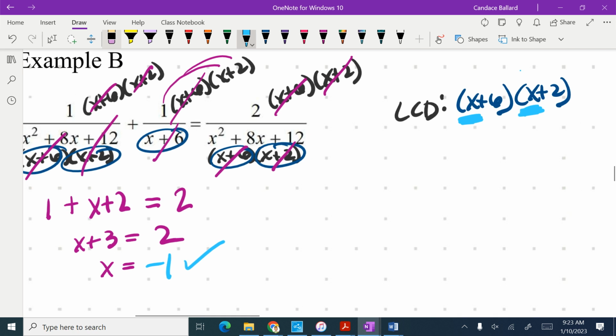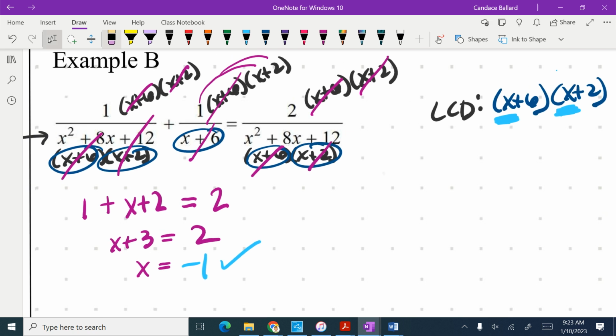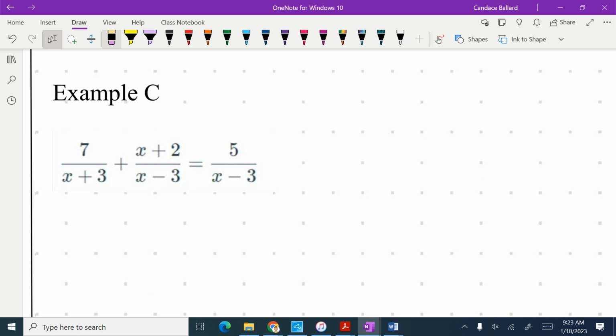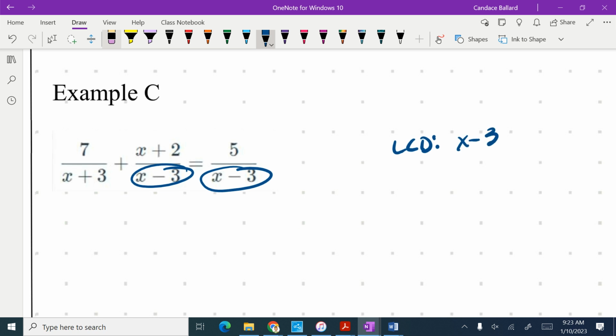All right. We've got 3-ish minutes. We're going to do C really fast, okay? Do I need to do any factoring? No. Okay, so I'm going to circle what matches. What matches? x - 3. Okay. And then I underline everything in red that doesn't. x + 3. Multiply everything by the LCD. So x - 3, x + 3, right?